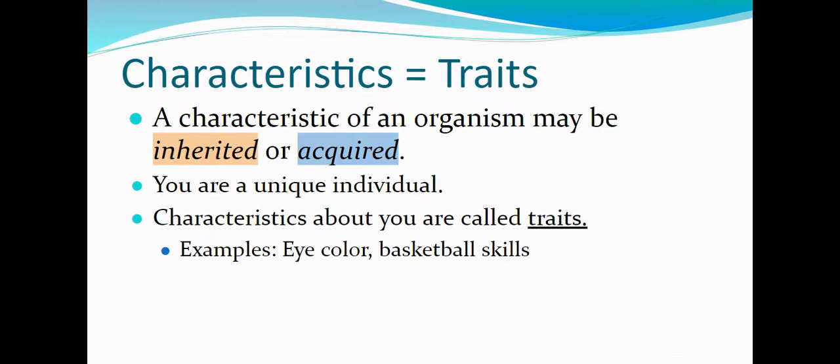Inherited means that you got it from a parent. It was passed down to you. Acquired means that you learned it over time, or maybe it was something that happened to you later in life. Maybe it was something that took time to develop, something that you learned, okay? That is acquired. You are a unique individual. You have lots of characteristics about you, and those characteristics are called traits. Some examples of traits are eye color or basketball skills.